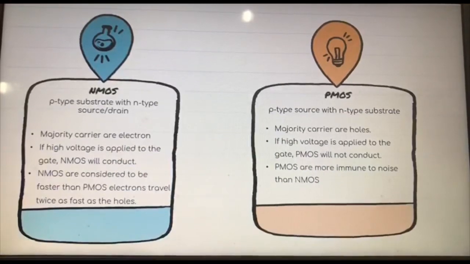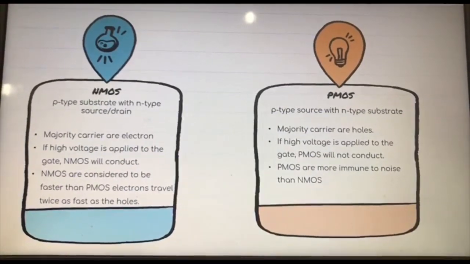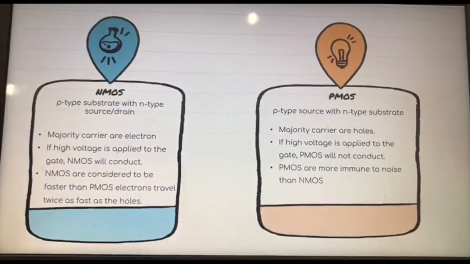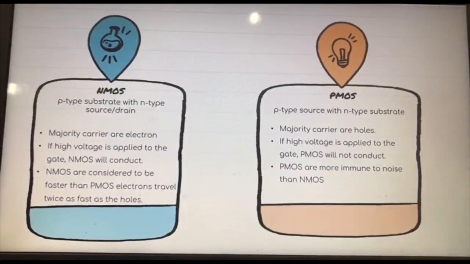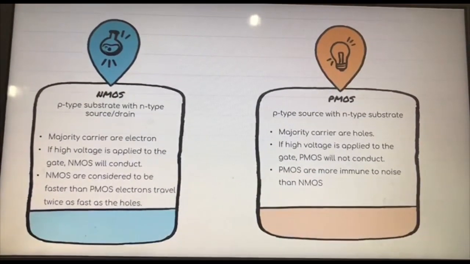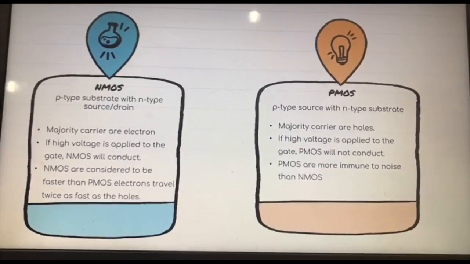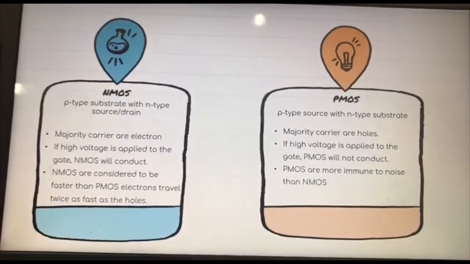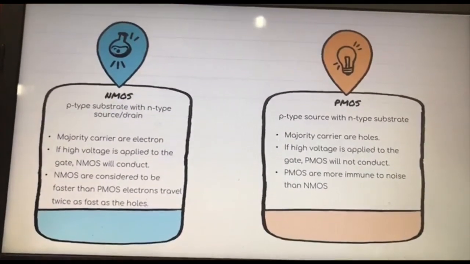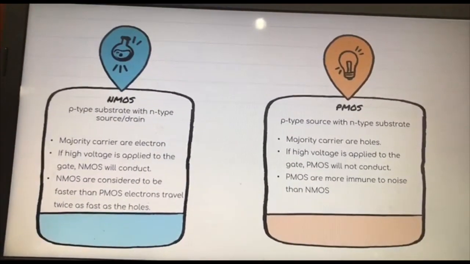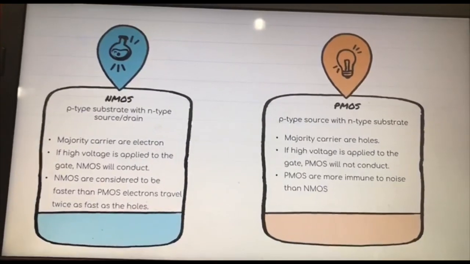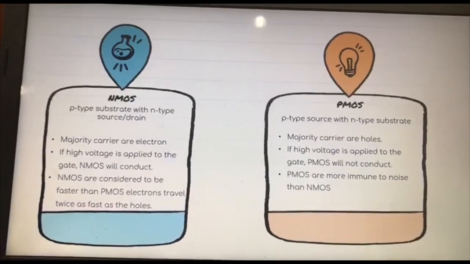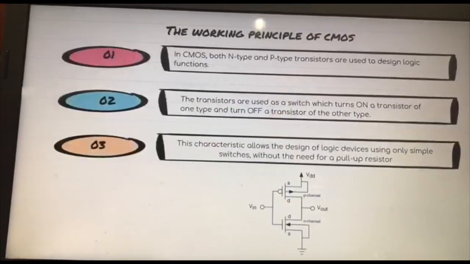Before I explain the working principle of CMOS, I will explain a little bit about NMOS and PMOS, because NMOS and PMOS are quite related to CMOS. For the NMOS, the majority carriers are electrons. If high voltage is applied to the gate, NMOS will conduct. For the PMOS, the majority carriers are holes. If low voltage is applied to the gate, PMOS will conduct.